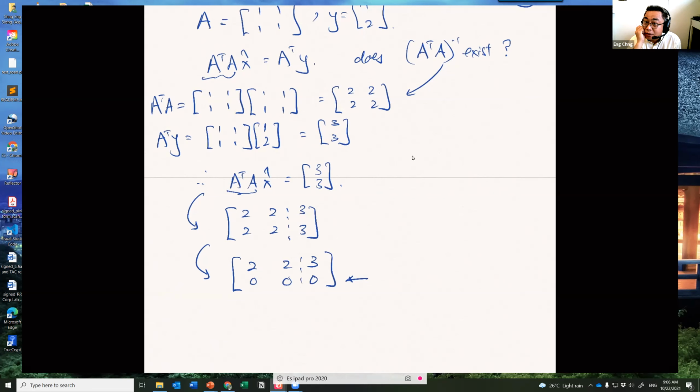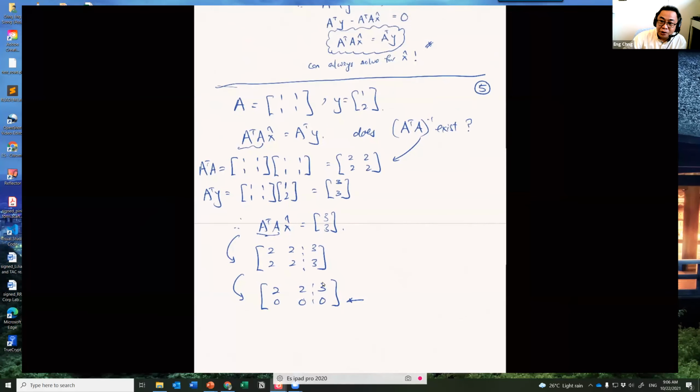Even though the columns of A were dependent, pre-multiplying by A transpose on the left-hand side and A transpose on the right-hand side forces Y into the column space of A, and therefore it makes the equations consistent, and that's the key. So if you're wondering what magic multiplying by A transpose did, it basically brings Y into the column space of A, such that we now can solve for it this way.